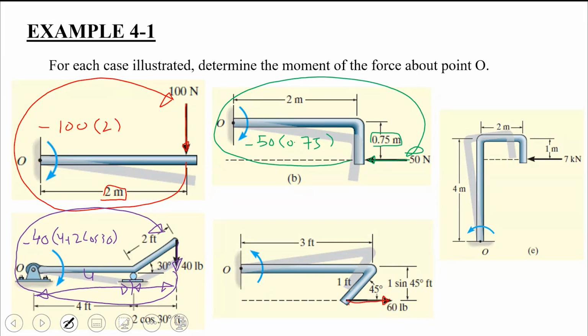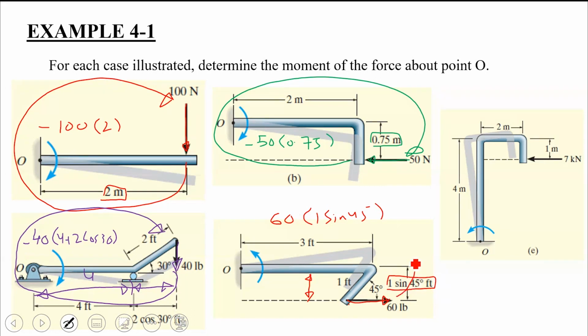being applied at the end of this rod. What is the perpendicular distance now? It is basically this distance, isn't it? So ये कितना है? Sir, 1 sin 45. So it is basically 1 sin 45. So the moment is going to be 60 times 1 sin 45. ये उसका magnitude आ गया है.